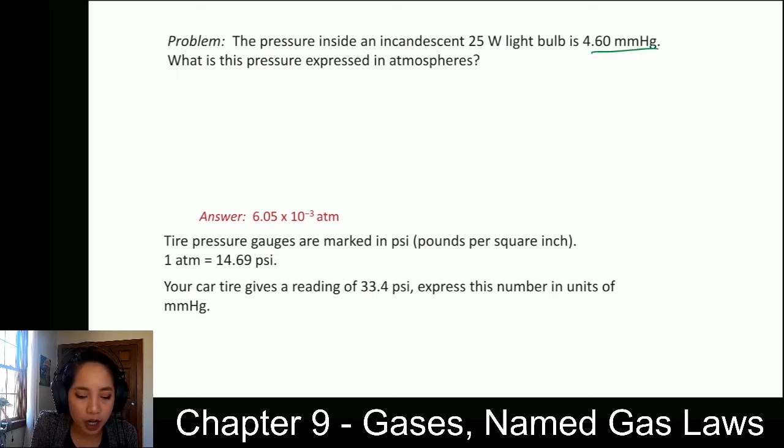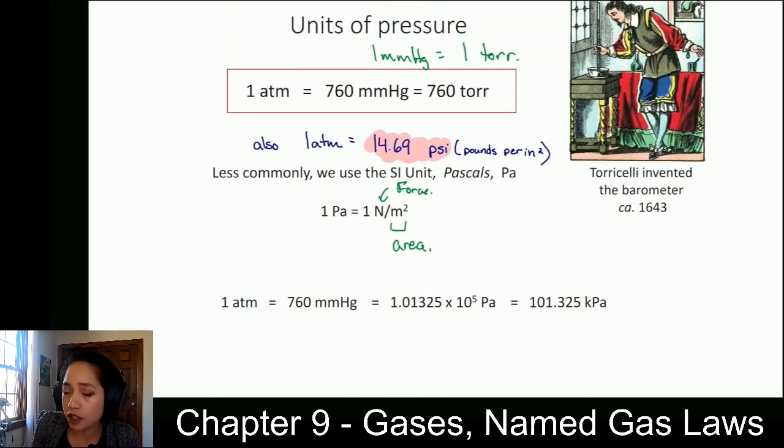What is that pressure expressed in atmospheres? So we want to go from the unit of millimeters of mercury to ATM. That's what this question is asking. So the conversion that we need to use comes from all of these definitions that we've introduced, that 1 ATM is equal to 760 millimeters of mercury. There's the equality that we need to relate millimeters of mercury and ATM.